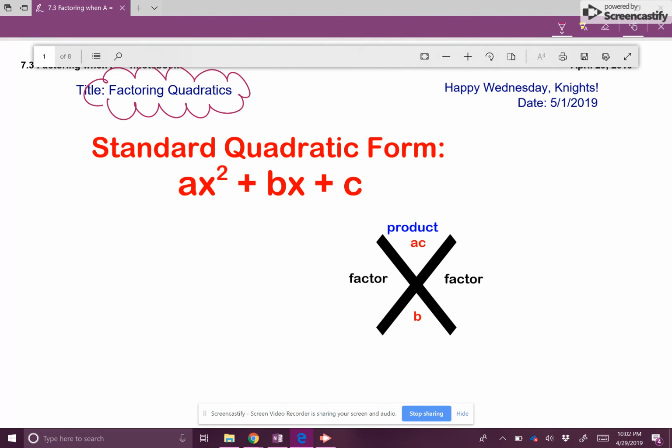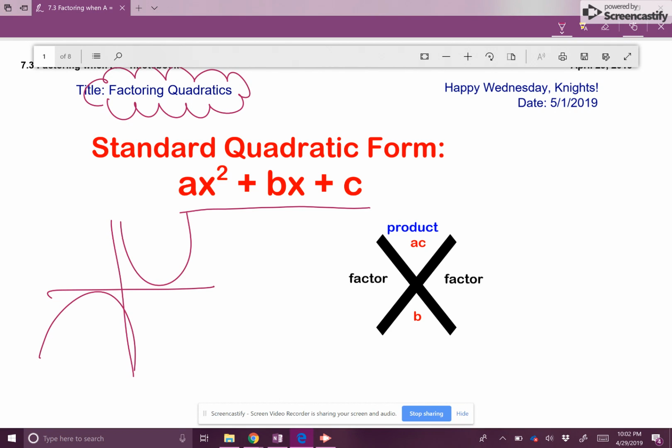The standard form of a quadratic is ax squared plus bx plus c, where a, b, and c are just real numbers. Quadratic equations form a parabola, which is that U-shaped curve either opening up or opening down. And we can change from the standard form of a quadratic that you see here into the factored form of a quadratic just by factoring.